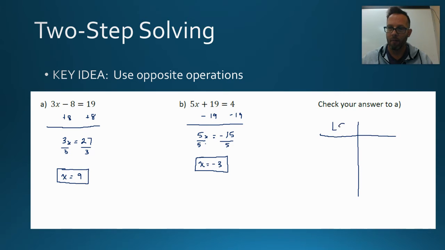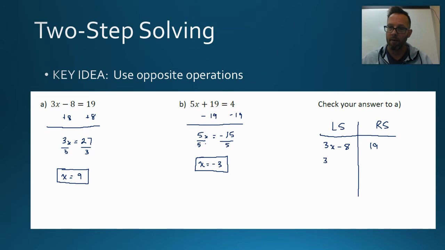But we make a little T-chart and we have left side, right side. What's on the left side of our equation? And we're checking part A here. On the left side of our equation, we had 3x minus 8. And on the right side of the equation, we had 19. So what we're going to do is plug in what we think the value for x is and see if the left side and right side are equal. We're not resolving the equation here. We're evaluating each side at x equals 9.